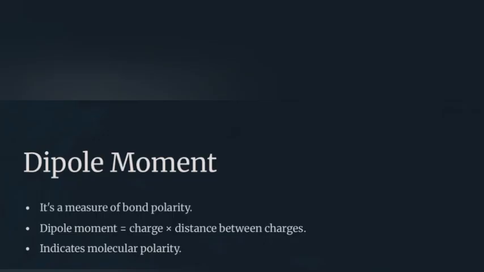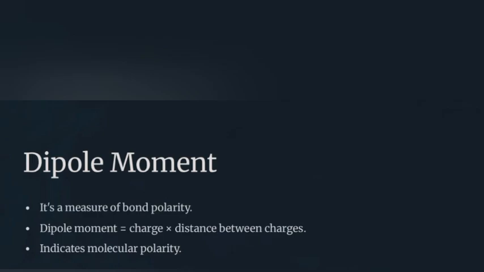So when we now talk about dipole moment, it is trying to measure the level of polarity on each of the bonds. Dipole moment is a measure of polarity on the bonds. It's usually gotten by measuring the charge times the distance between the charges.